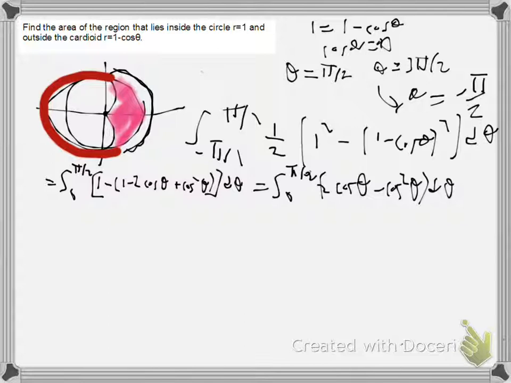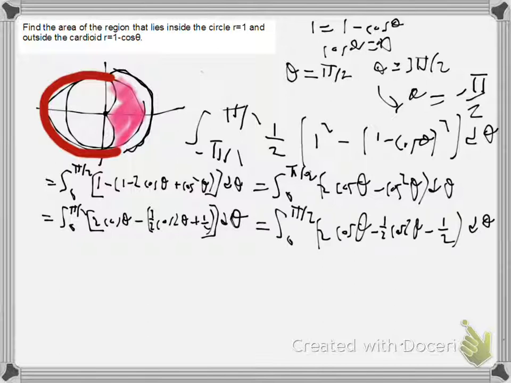Now at this point we don't really know how to integrate cosine squared theta directly, so we have to find an alternative approach to make sure that we can integrate this. We don't need our calculators, but there is a way to rewrite cosine squared of theta to be easier to integrate using trig identities. The identity that I'm referring to is cosine squared theta equals 1/2 cosine 2 theta plus 1/2. Simplifying, we get the integrand to be 2 cosine theta minus 1/2 cosine of 2 theta minus 1/2 d theta.